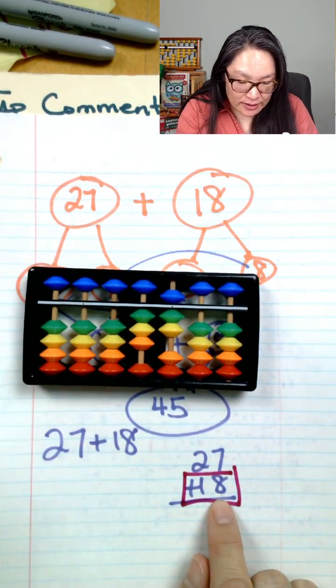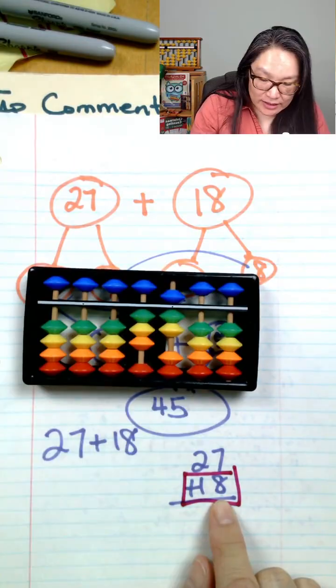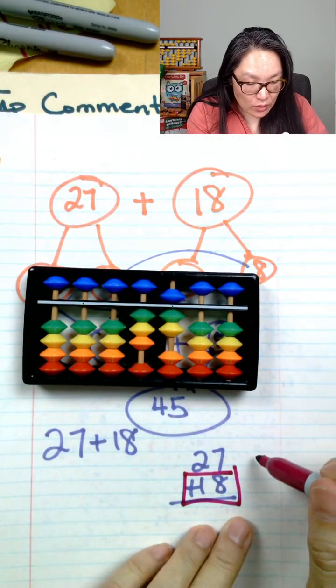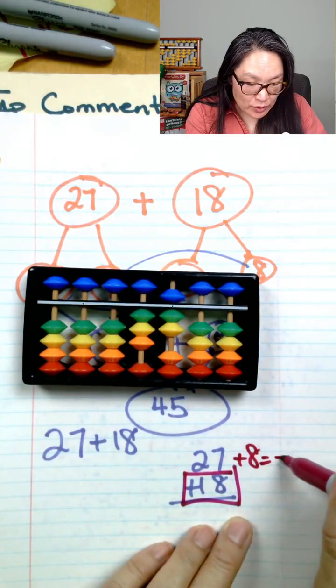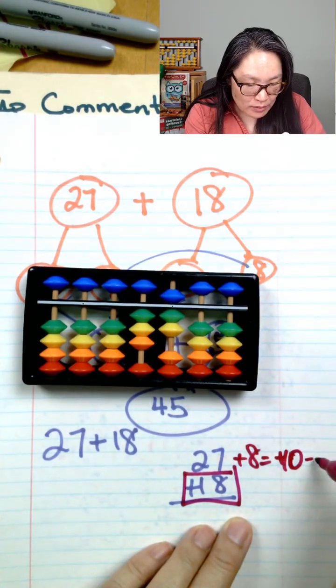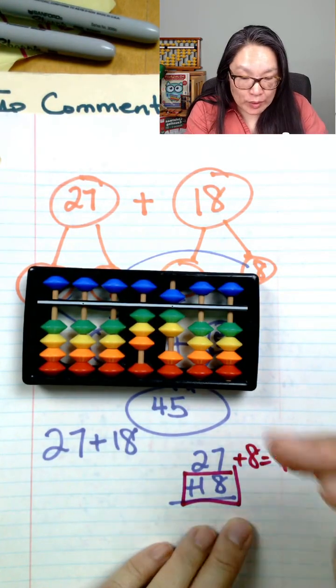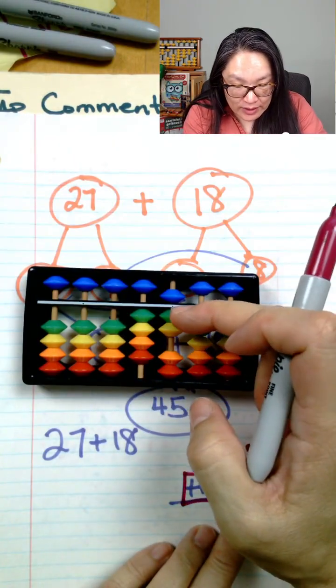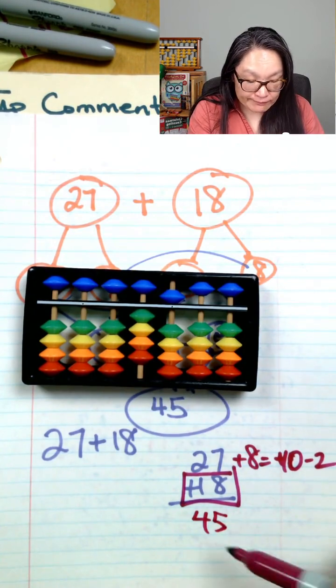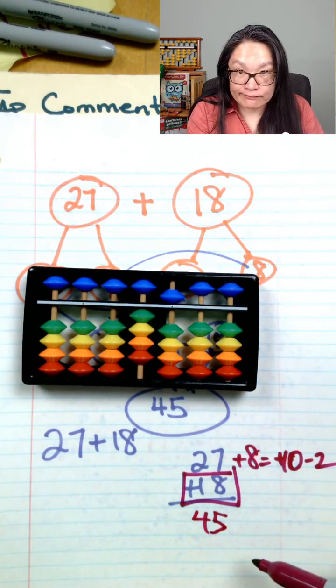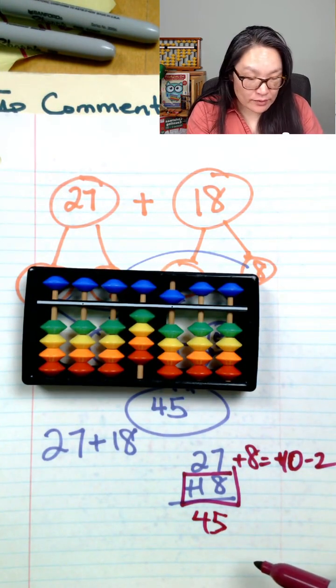How do you add 8? Notice there's not enough beads to add the 8. We know to make a 10. To make a 10, plus the 8 is equal to plus the 10 minus 2. So we plus the 10 and we take away the 2. And my answer is 45. Yeah, that's what we do.